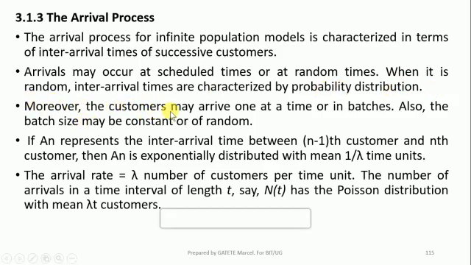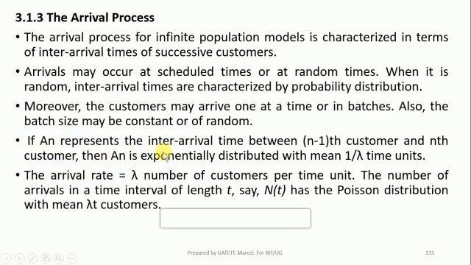Moreover, the customers may arrive one at a time or in batches. Customers can come one at a time, one by one, which is okay, or they can come in batches. In batches means by groups, and not at the same time. Also, the batch size may be constant or random. You can say they come in a group of 10 people. If it is always 10 people, it means that the batch size is constant. If it changes, 10 people, 5 people, 15, it is random.